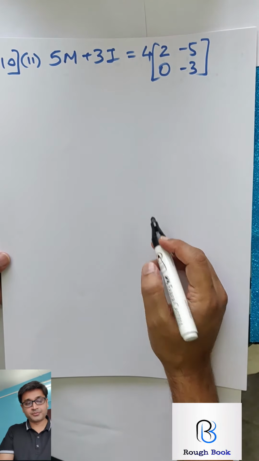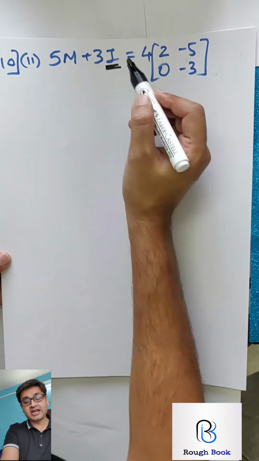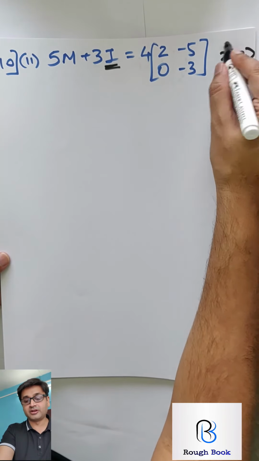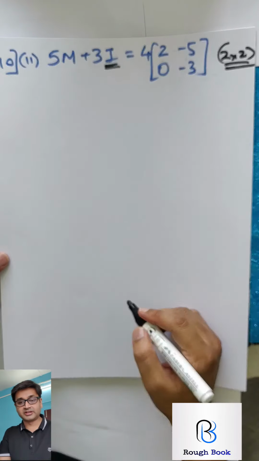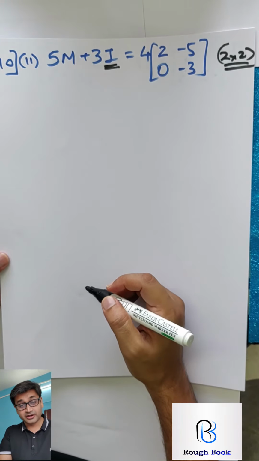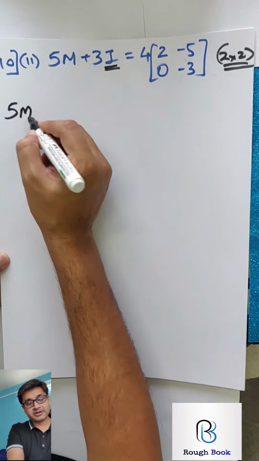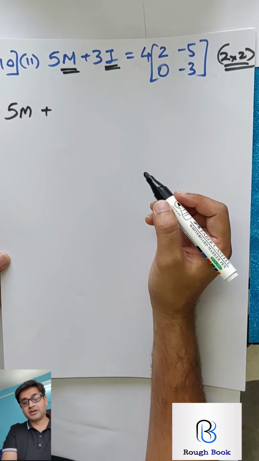Come on, let's do this one. So 5m plus 3I. What is I? I is a unit matrix 2 by 2 given in the question. So now you should know what is I. Come on, on your own this time, pause the video and get it to me. Then I will be impressed. And your target is to find the matrix M.